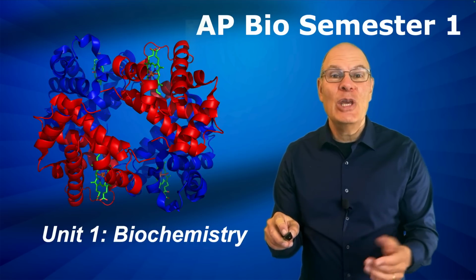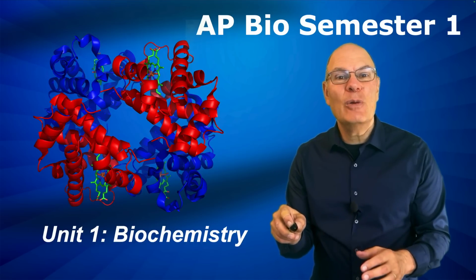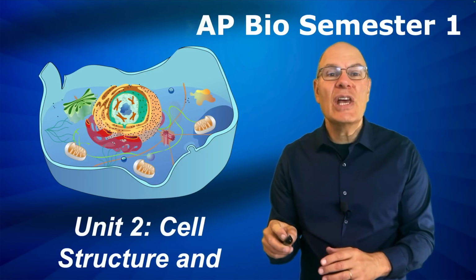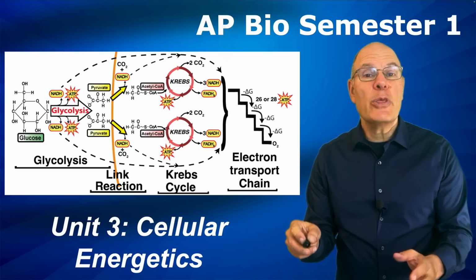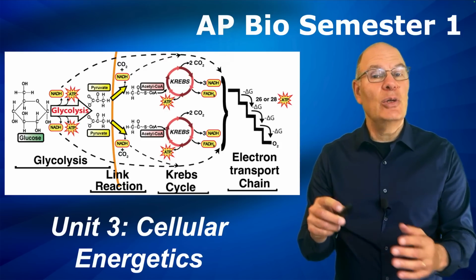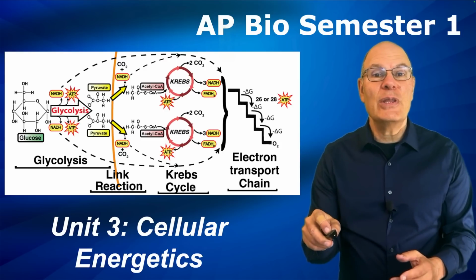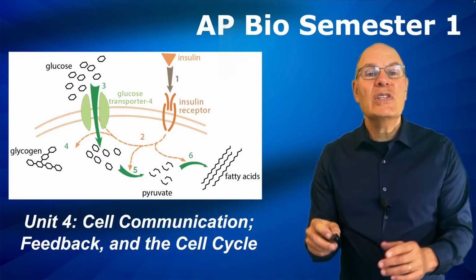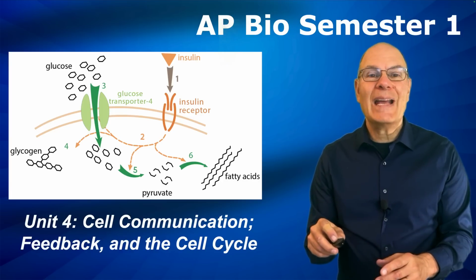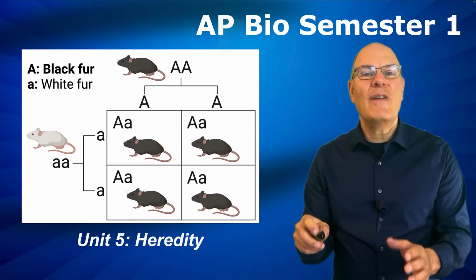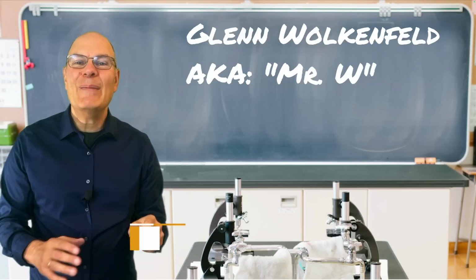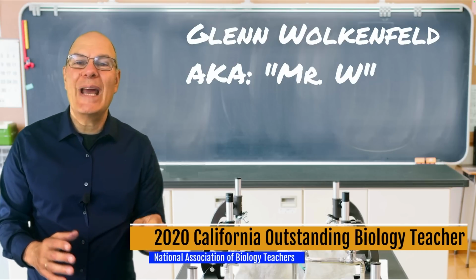We're going to start with Unit 1, Biochemistry. We'll cover Unit 2, Cell Structure and Function. Unit 3, Cellular Energetics, including Cellular Respiration and Photosynthesis. Unit 4, Cell Communication, Feedback and the Cell Cycle. And Unit 5, Heredity.